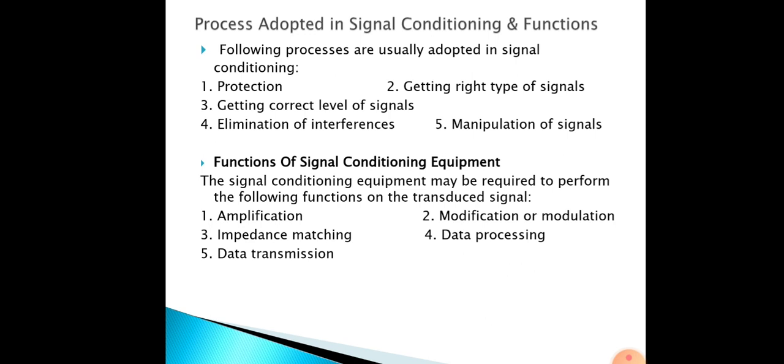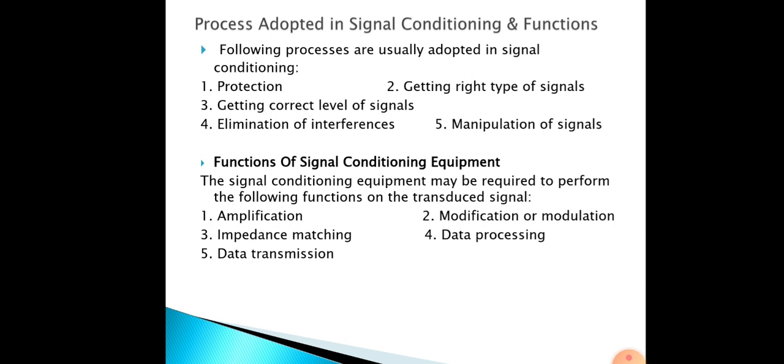It will change the form of the signal, modification. Then impedance matching: the signal conditioning equipment arranges the input and output impedance of the matching device so as to prevent loading of the transducer. The next one, data processing, to carry out mathematical operations. That is, it will be doing addition, subtraction, differentiation, integration, etc.